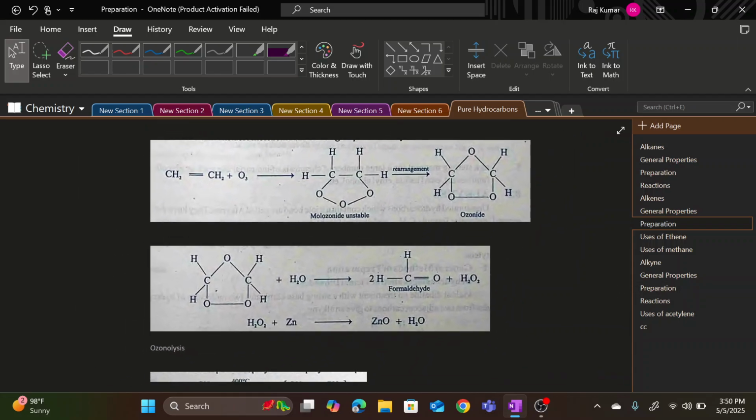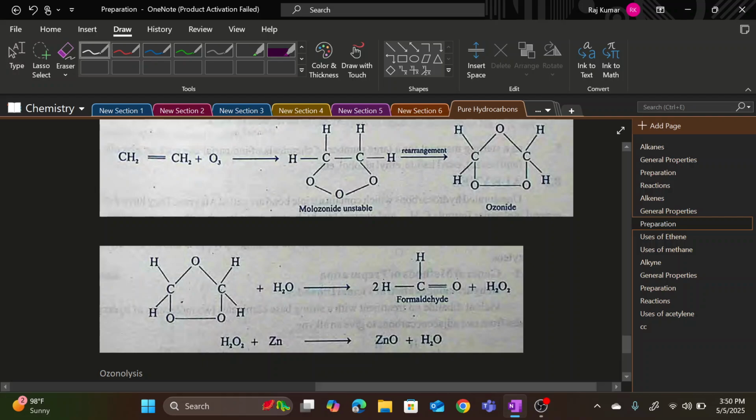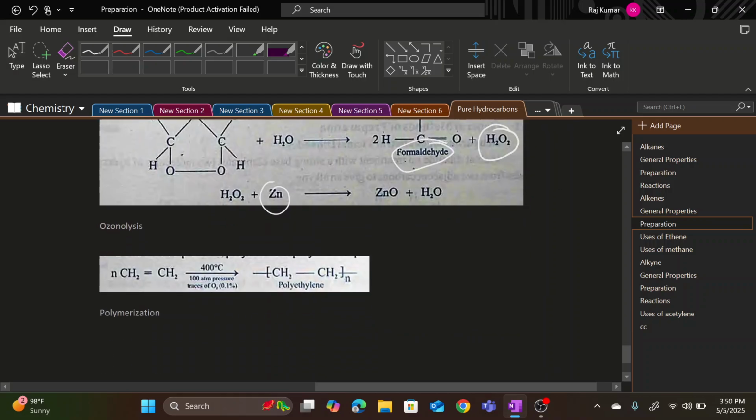And then we have ozonolysis. Whenever we react ozone, which is an unstable allotrope of oxygen, with ethene, it will first produce a molozonide, and then that molozonide will rearrange to form ozonide. That ozonide, in the presence of zinc and water, will produce formaldehyde. In case of ethene, it will produce formaldehyde, and in case of higher hydrocarbons, it will produce ketones. Now, the byproduct is hydrogen peroxide, which reacts with zinc to produce zinc oxide plus water.